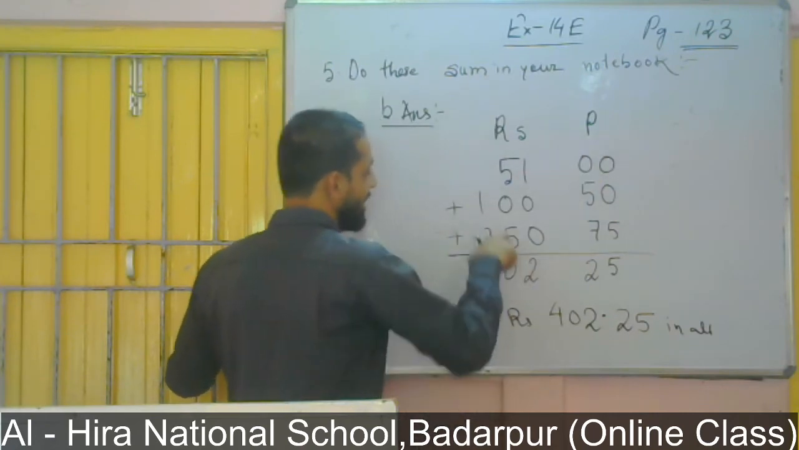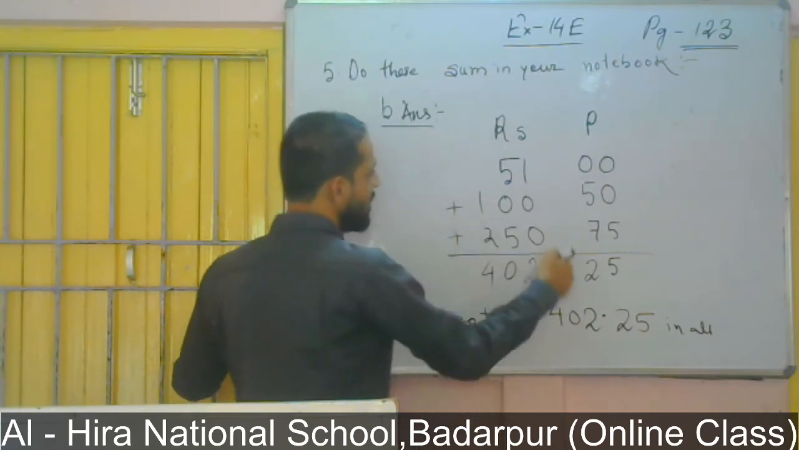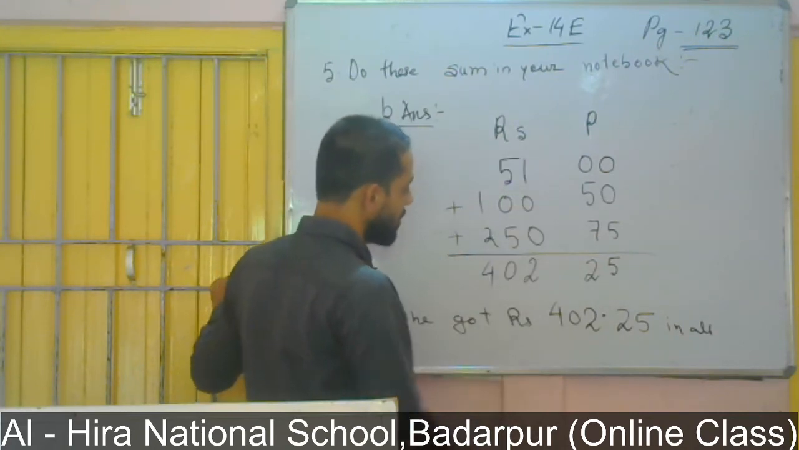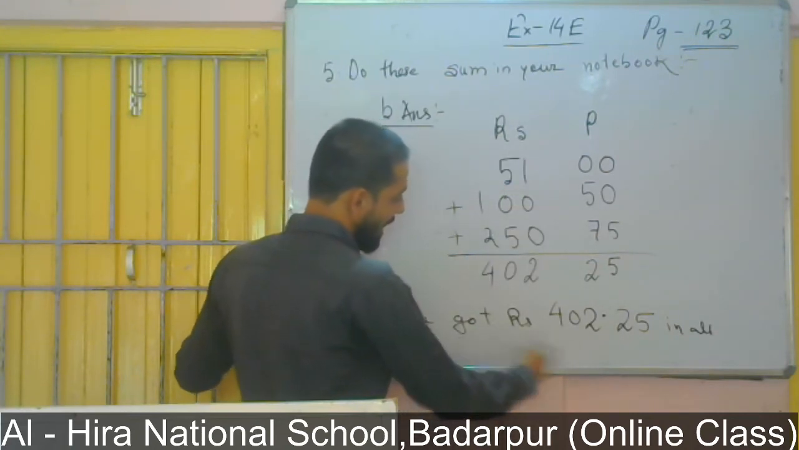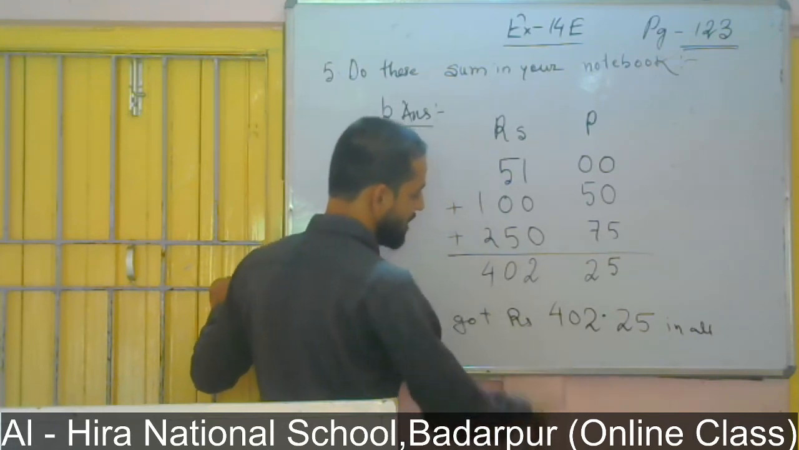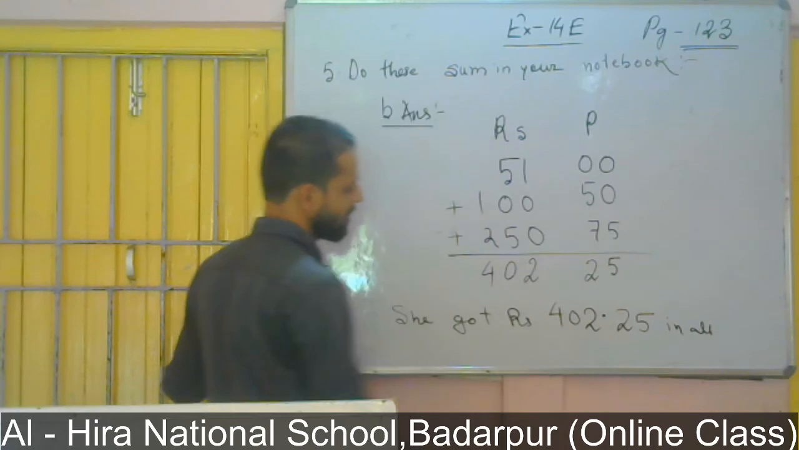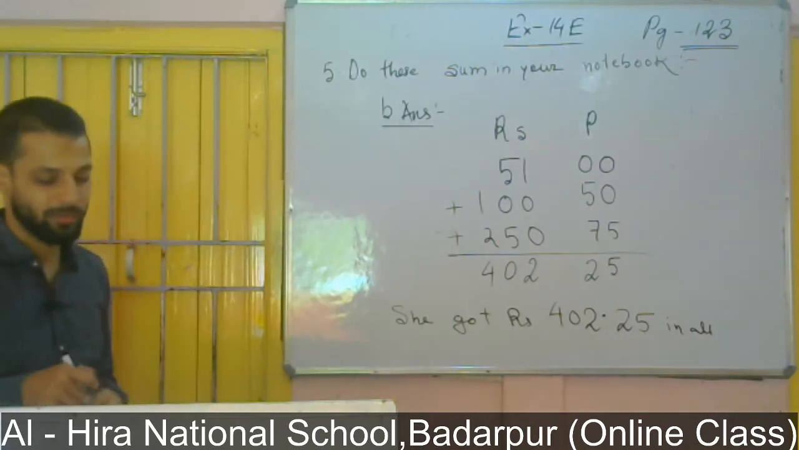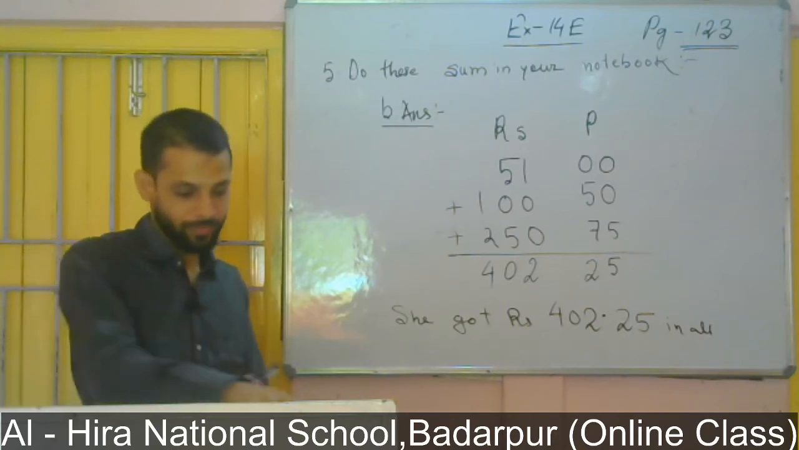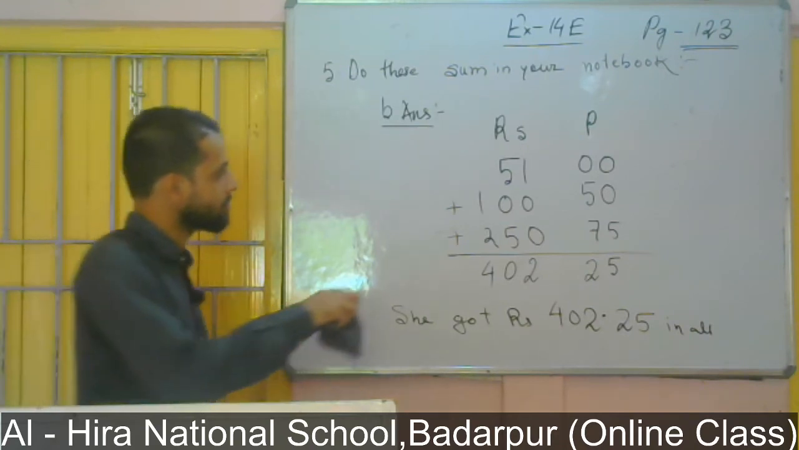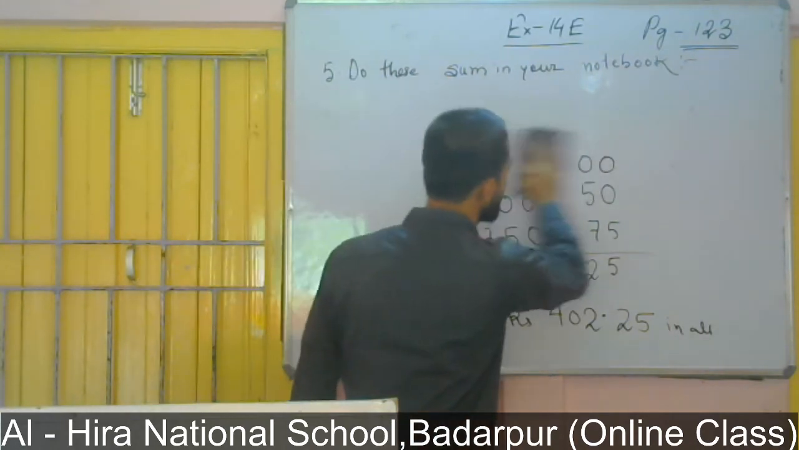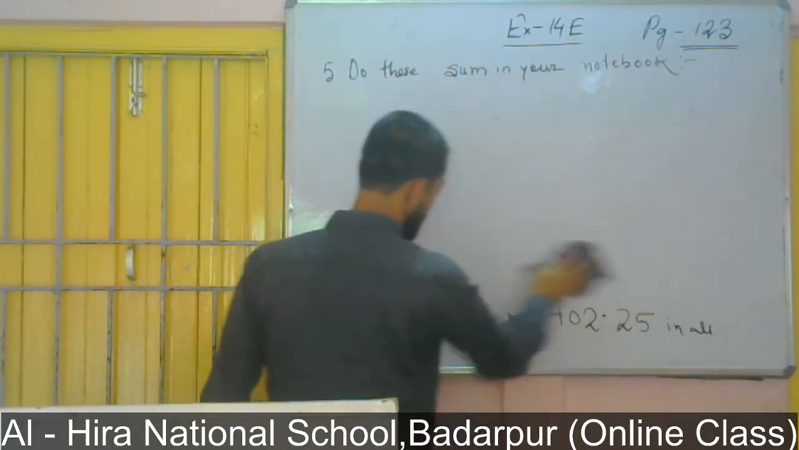So while writing this, I have written rupees separately in the column of rupees and paise in the column of paise. But here what I have done, I have collected both the numbers. I have collected the rupees and paise and written this in 1 unit, that is rupees. So that is why the decimal point comes here. Okay. So this is the answer for question number B.